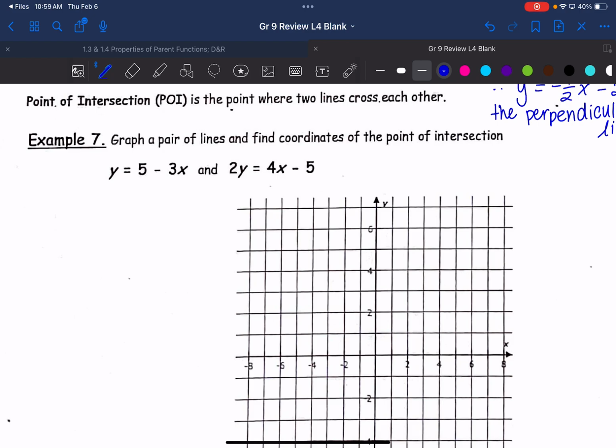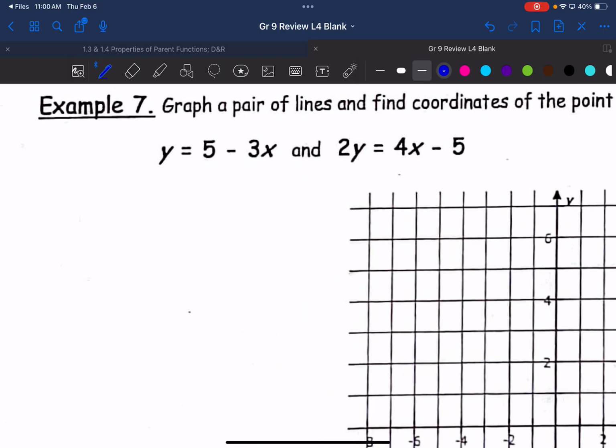So last bit is like, okay, we're combining what we know about lines to graph not 1, but 2 lines. So we have to graph these 2 lines and then find where they are intersecting, aka where they are crossing. So again, I've got one that's already in y equals mx plus b form, that first one, but the second one you'll see it's not quite there. I've got 2y. I just want y.